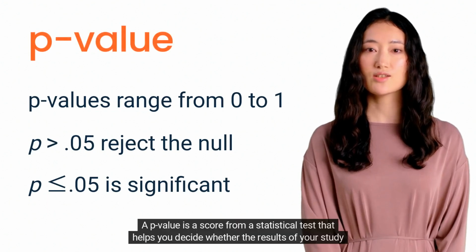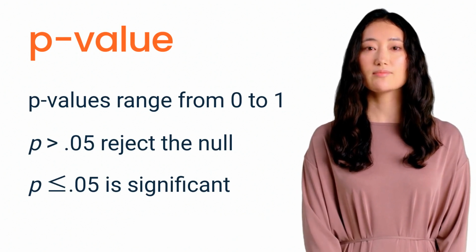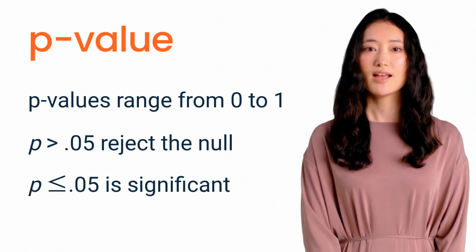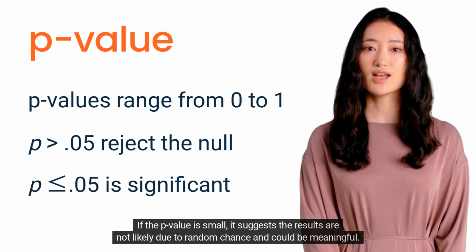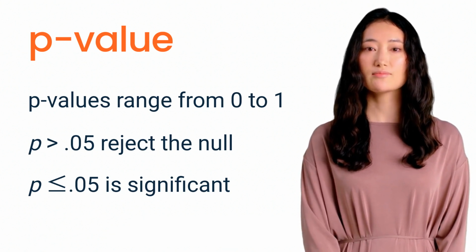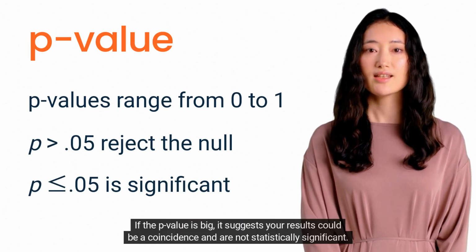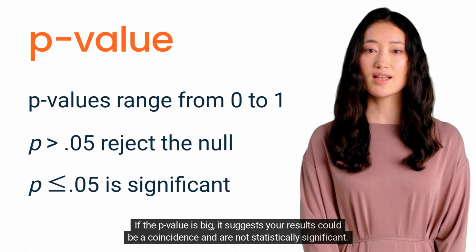A p-value is a score from a statistical test that helps you decide whether the results of your study happened just by chance. The level of statistical significance is often expressed as a p-value between 0 and 1. If the p-value is small, it suggests the results are not likely due to random chance and could be meaningful. If the p-value is big, it suggests your results could be a coincidence and are not statistically significant.